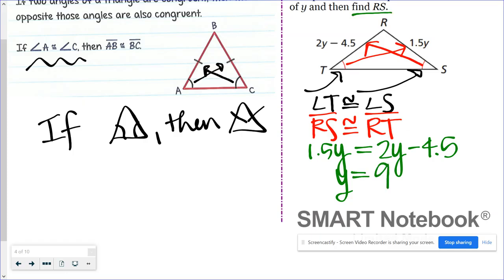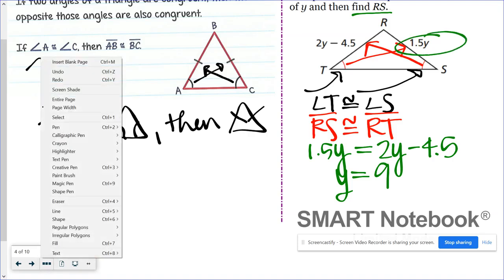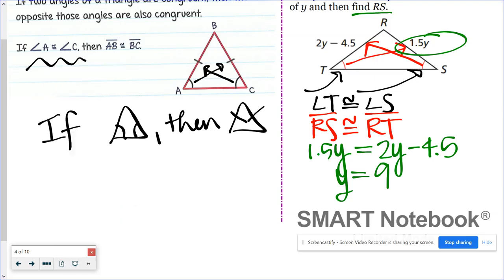It says to find the measure of RS. RS is 1.5 times y. So since I know that y is 9, I can do that calculation, 1.5 times 9, and I get that RS is 13.5.